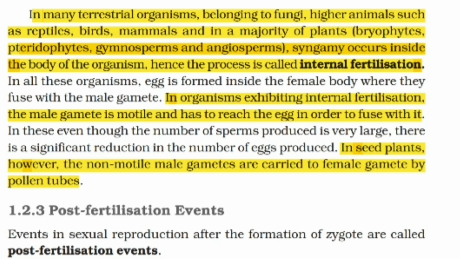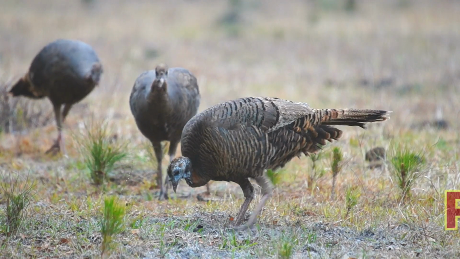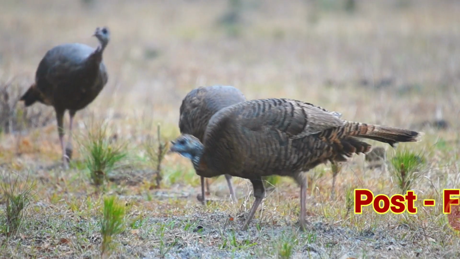Here, the number of sperms produced is very large, but there is a significant reduction in the number of eggs produced. As in seed plants, as we have learned previously, the non-motile male gamete is carried to the female gamete by the pollen tubes. So that was about fertilization.